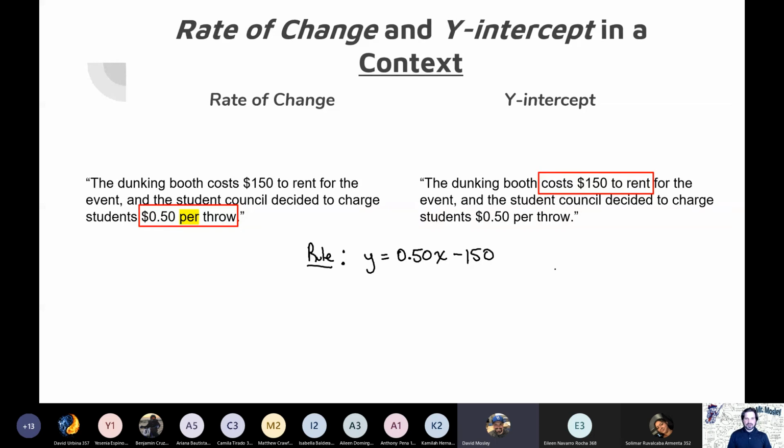All right. In one of the homework assignments, one of the Google Docs that you were to fill in, they asked you to write it in the form of P of T for profit in terms of throws. So you need to use, instead of x, T. And everything else stays the same.